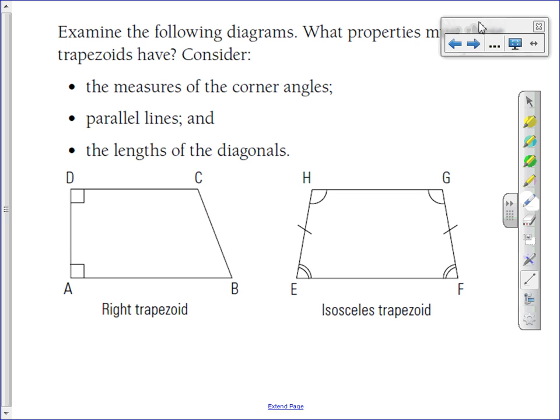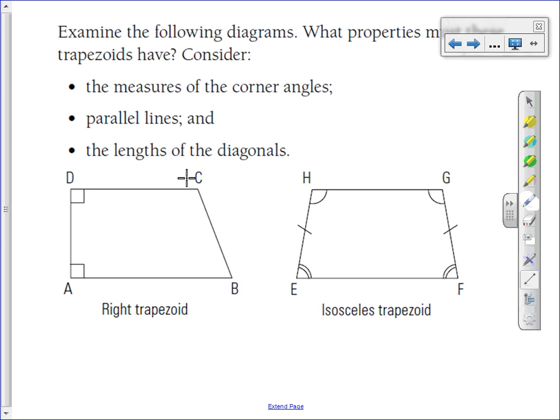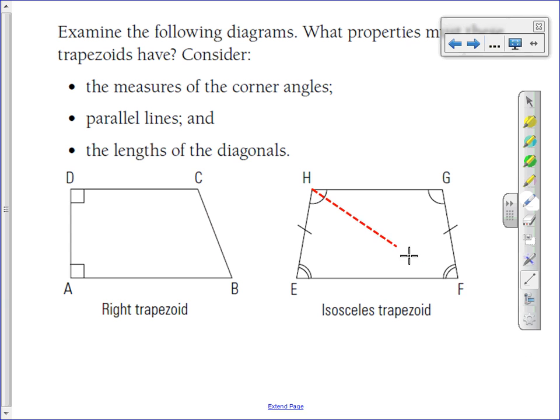So when we look at the properties, it all goes back to these. When we talk about the angles, what are the measurements of the angles? And so you're going to use a protractor. Which sides are parallel, and you can usually tell just by looking, and how long are the diagonals. And you're going to compare again from corner to corner. Are the diagonals the same?